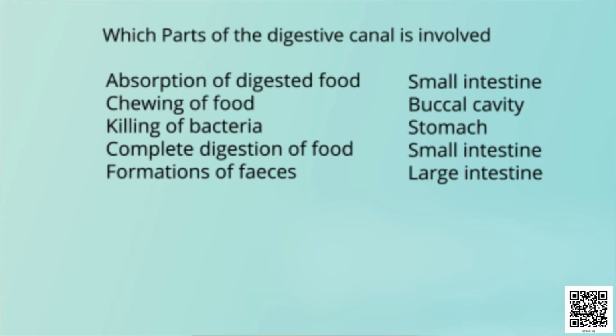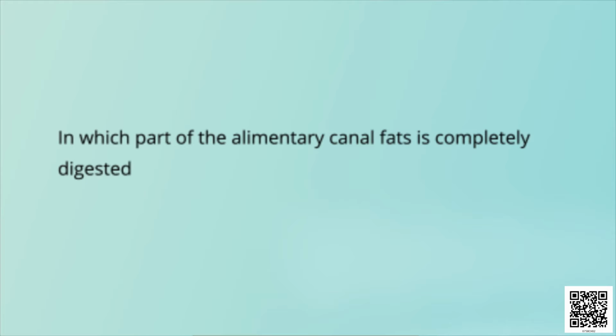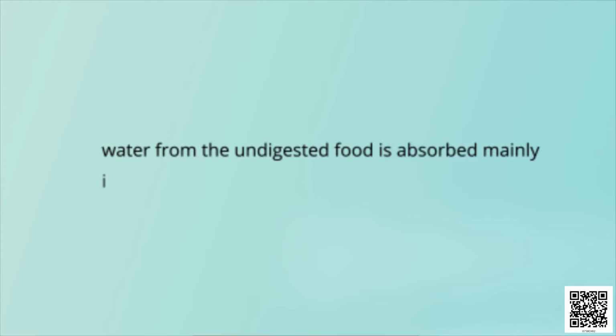Students, next question is: in which part of the alimentary canal is fat completely digested? And the answer is small intestine. Next question is: water from the undigested food is absorbed mainly in the large intestine. Yes. So, large intestine is the right answer.